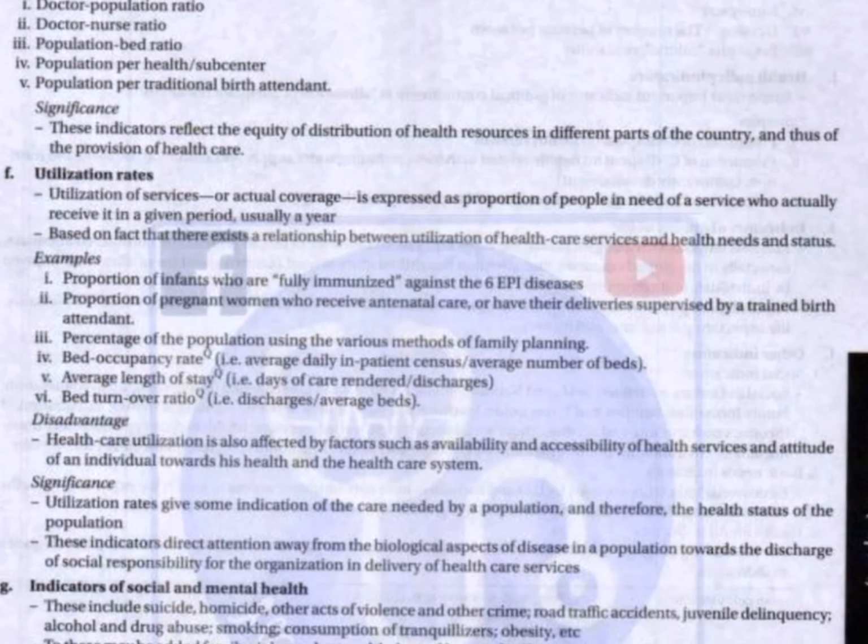Indicators of social and mental health. These include suicide, homicide, other acts of violence and other crime, road traffic accidents, juvenile delinquency, alcohol and drug abuse, smoking, consumption of tranquilizers, obesity, etc. To these may be added family violence, battered baby and battered wife syndromes, and neglected and abandoned youth in the neighborhood. Significance: These social indicators provide a guide to social action for improving the health of the people.